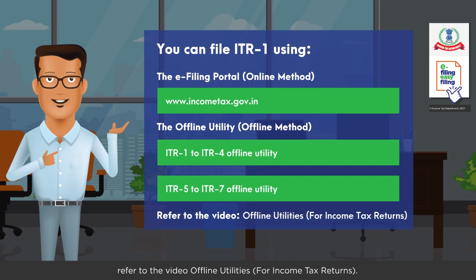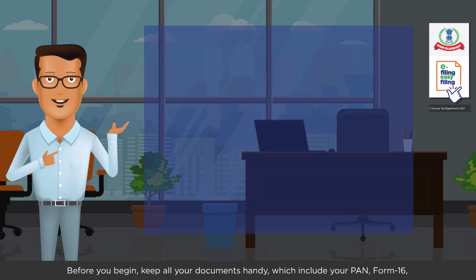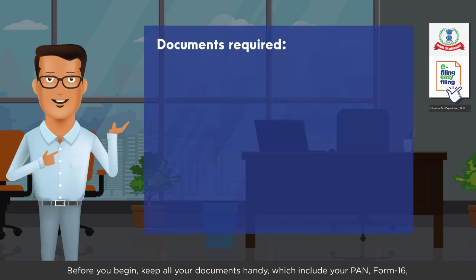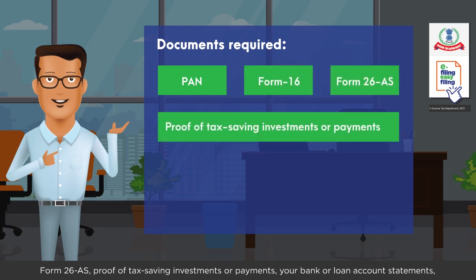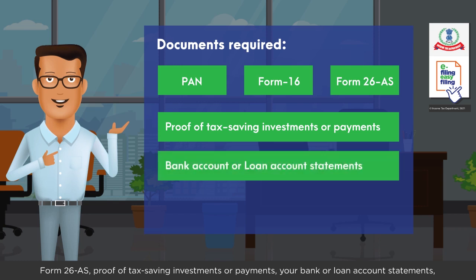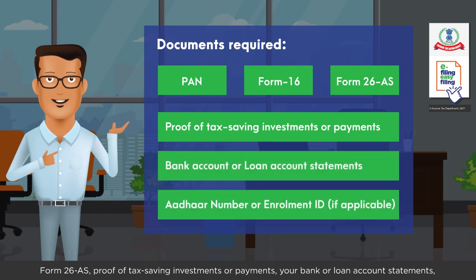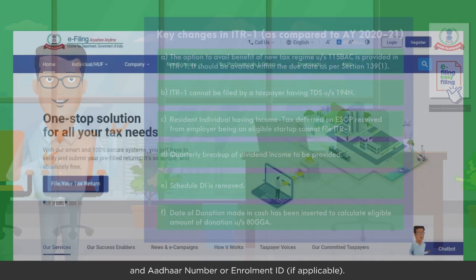Before you begin, keep all your documents handy, which include your PAN, Form 16, Form 26AS, proof of tax saving investments or payments, your bank or loan account statements, and Aadhaar number or enrollment ID, if applicable.